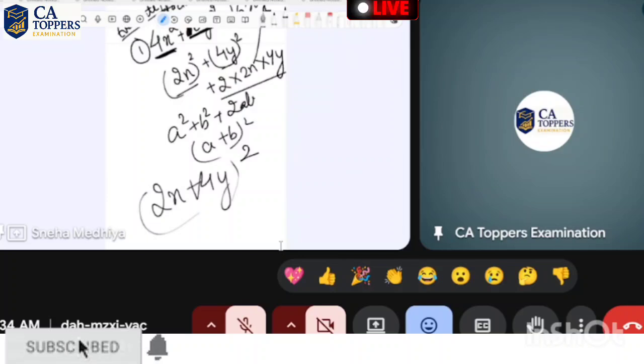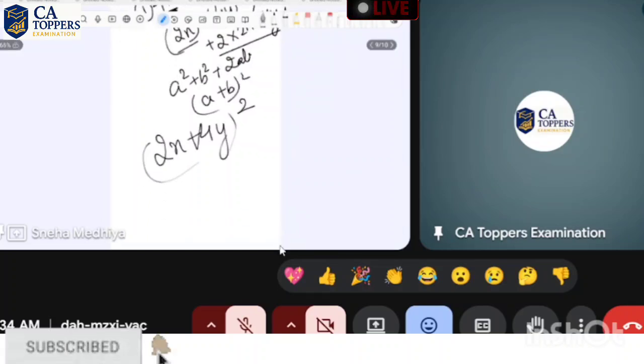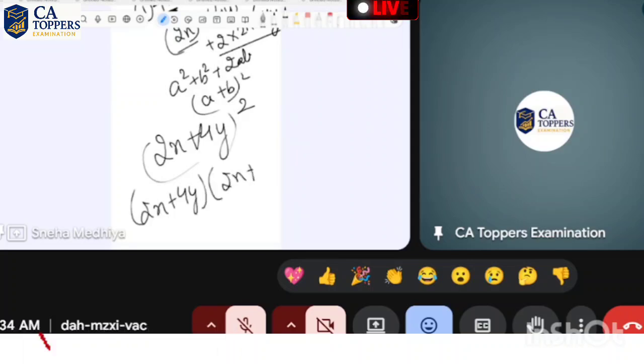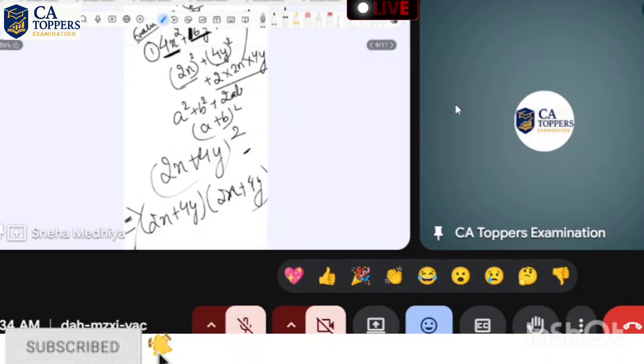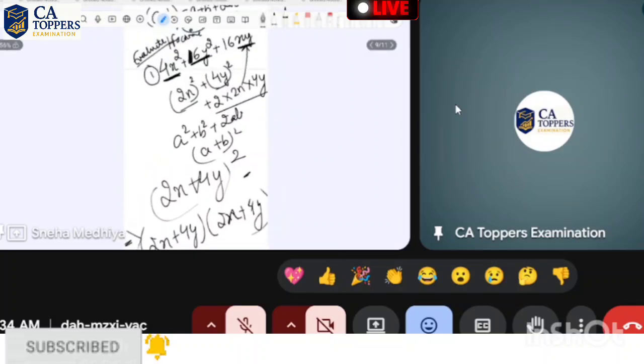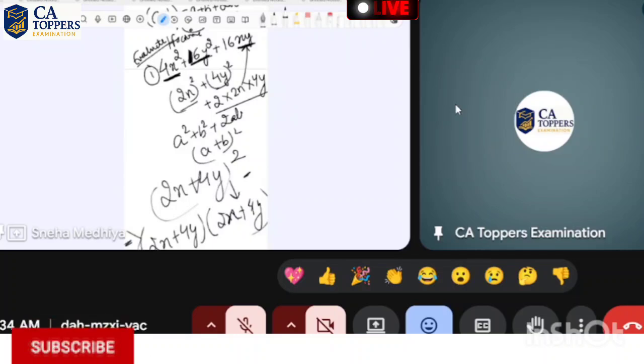Yes, ma'am. But we can't leave the question here. We need to write it like this. If you leave the question at only the square, half a mark will be deducted by the teacher. Factorize means you need to write it till the last form, after which it can't be factorized further. So first we want to write 2x plus 4y whole square. Then we want to write that part also.